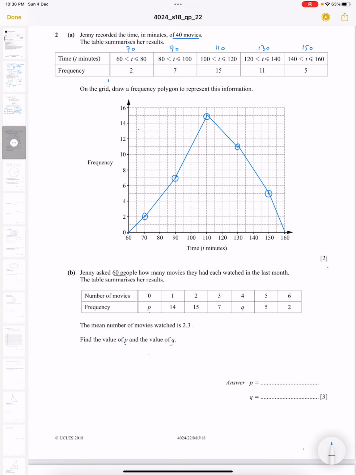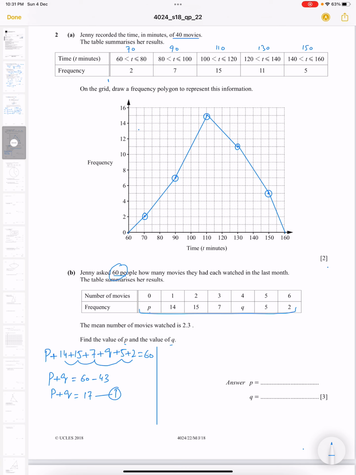One result is obvious: the sum of all these frequencies must be equal to 60. So we can make up an equation: P plus 14 plus 15 plus 7 plus Q plus 5 plus 2 is equal to 60. From here we have 15 plus 14 is 29, plus 7 is 36, plus 5 is 41, plus 2 is 43. So P plus Q is equal to 60 minus 43, which makes P plus Q equal to 17. Let's make it equation number 1, as we are going to form simultaneous equations here.